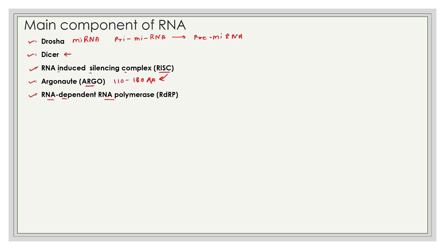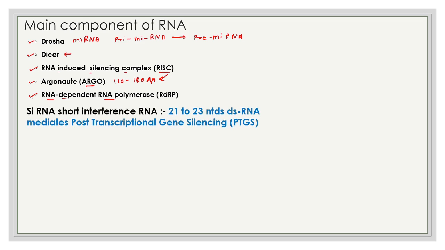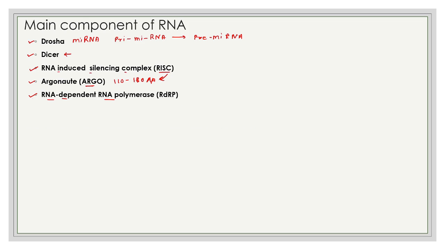Now, if we're talking about dicer, it contains different domains like the helicase domain, the PAS domain, and the RNase III activity domain. There are two RNase III domains present inside the dicer, and a double-stranded RNA binding domain present inside the dicer.